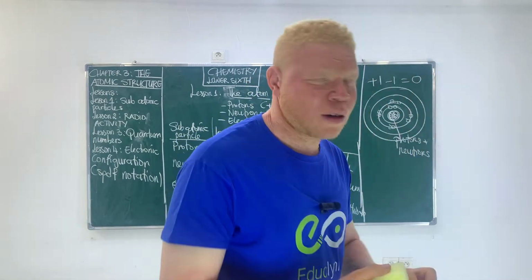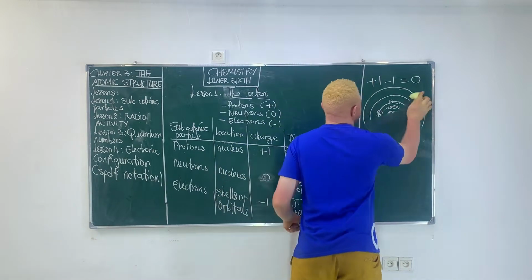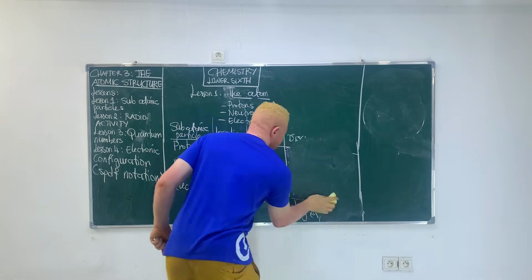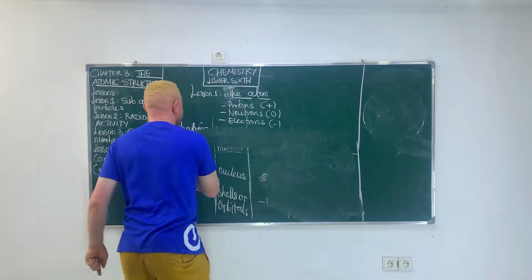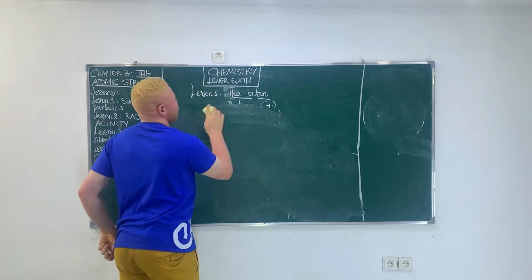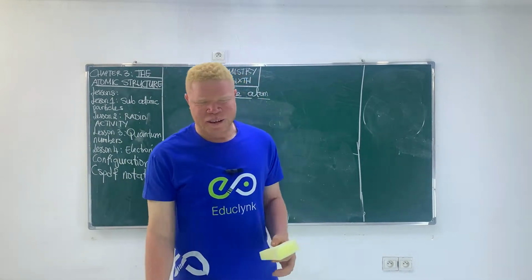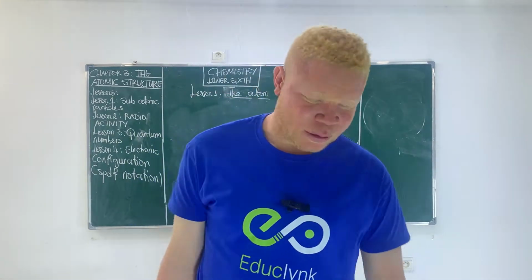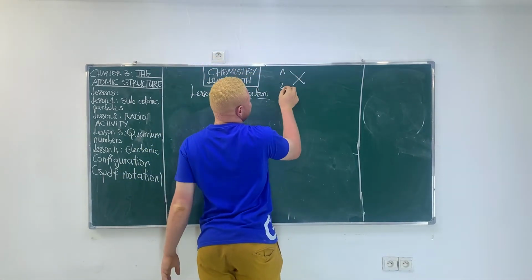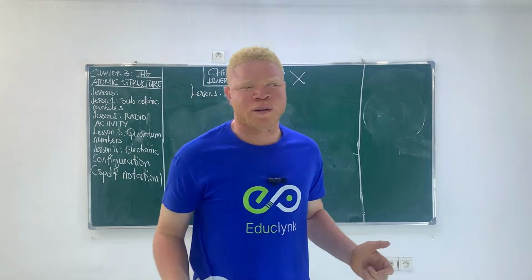So let's now go to the representation of an atom. How can we represent an atom? An atom is represented as, let's say you have an atom X, with A as superscript and Z as subscript, where A is the mass number and Z the atomic number.